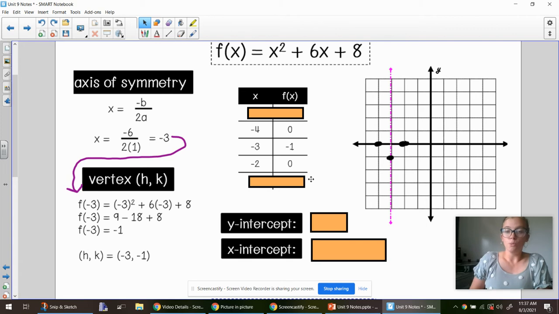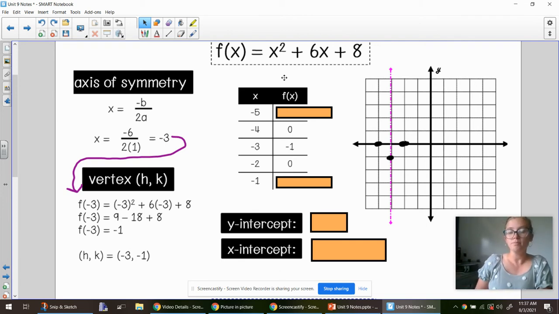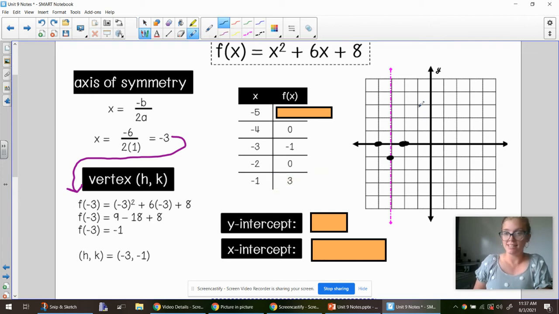Now I'm going to look one point over. I'm going to look at negative 1 and negative 5. I'm going to pick a number to substitute in. I'm going to do negative 1 again. I like small numbers. They're a little bit easier. Negative 1 squared is 1 plus 6 times negative 1. So 1 minus 6 is negative 5 plus 8 is 3. So I have a point at negative 1, 3. Which tells me, because this is the axis of symmetry, I also have a point at negative 5, 3.